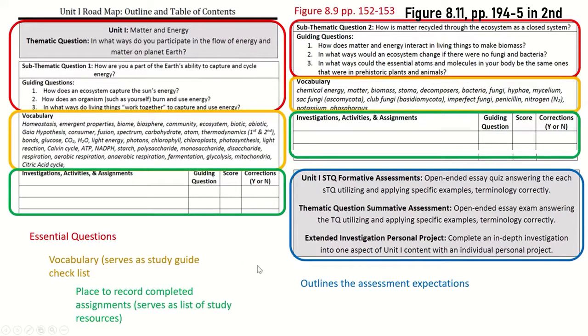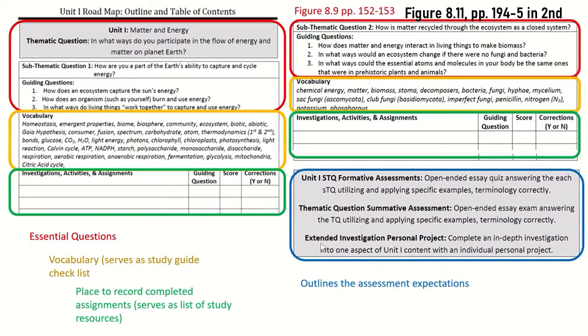So that's the information that needs to be communicated as part of the roadmap. And I call this the outline and table of contents in my case, because it's outlining for them what do we have to know for this unit, and then what did we do in the green part, and then eventually how am I going to be assessed on it. So that's the information that needs to be communicated. What are the expectations for the assessment, and what are the guiding questions?